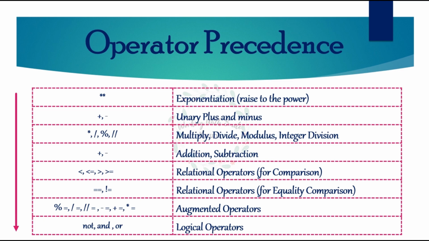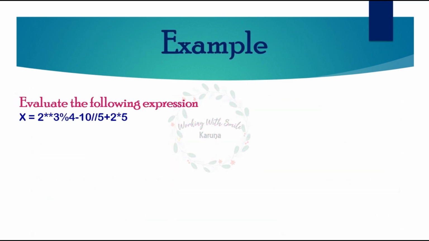Let's see one example where the operators are written in an expression and we evaluate it to get the final answer. This is the expression where you can see the exponential operator, modulus, subtraction, floor division operator, addition operator and multiplication have been used. Let's see how it gets evaluated. The first priority, as I already mentioned, is given to the exponential operator. 2 raised to power 3 gets evaluated first, which becomes 8.